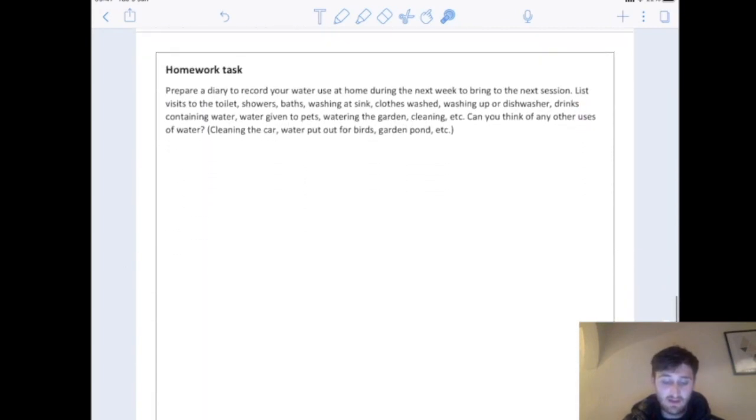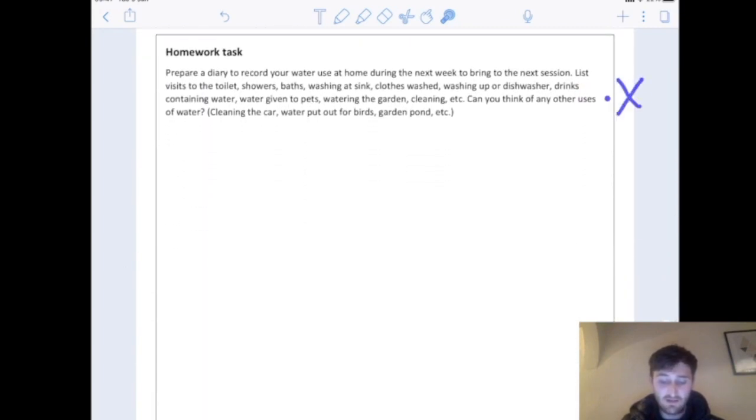And then underneath, guys, there is a little bit of an extension. It says, can you prepare a diary to record your water use at home during the next week to bring to the next session? List of visits to the toilet, showers, bath, washing at sink, clothes washed, washing up or dishwasher, drinks containing water, water given to pets, water in the garden, cleaning. You've got so many bits. Can you think of any other uses of water? We've also got cleaning the car, putting water out for birds in your pond. There are so many different uses of water.